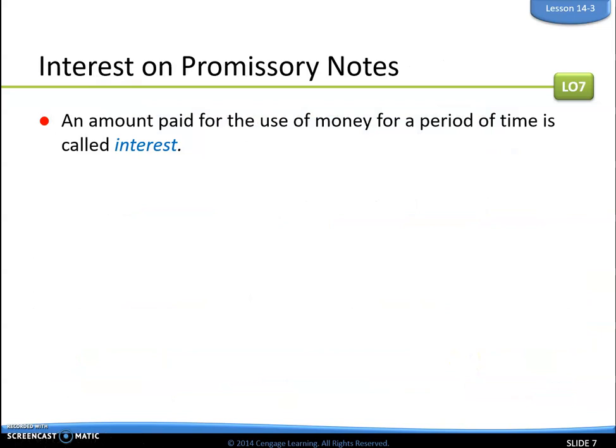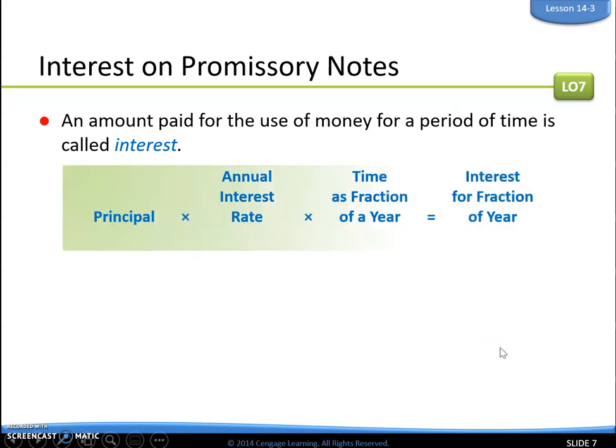Now, interest is the amount paid for the use of money for a period of time. And to figure out our interest, we're going to take principal times the annual interest rate times time as a fraction of the year. And that will give us then the interest for the fraction of the year.